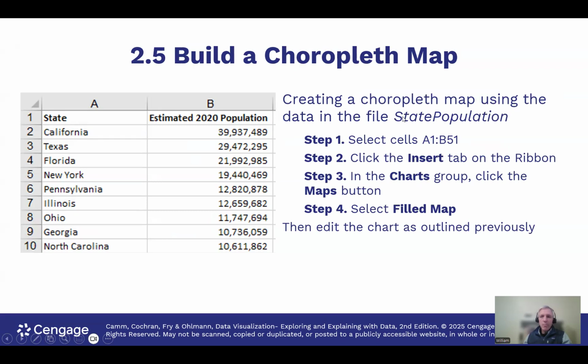So you want to go download the file from section 2.5. You want to download the file state population and select A1 through B51.